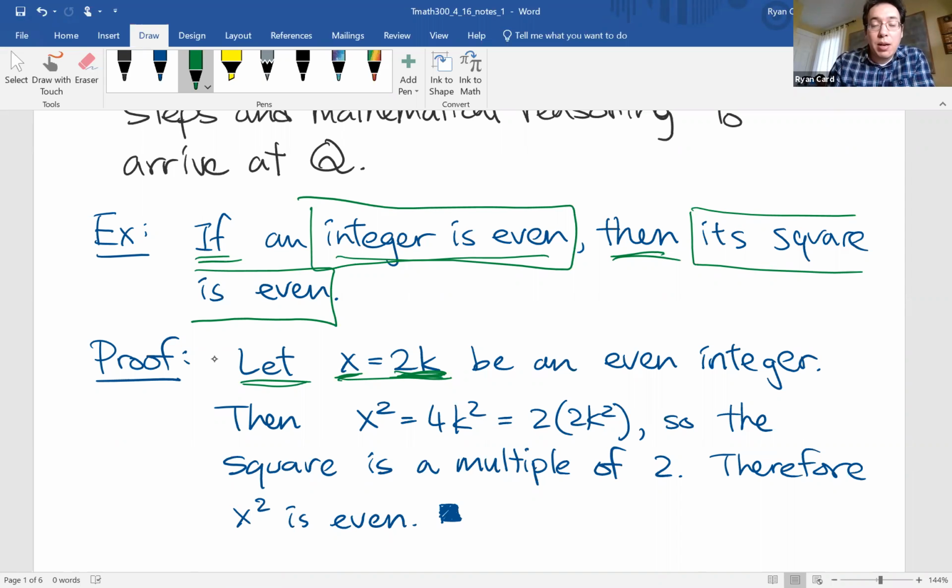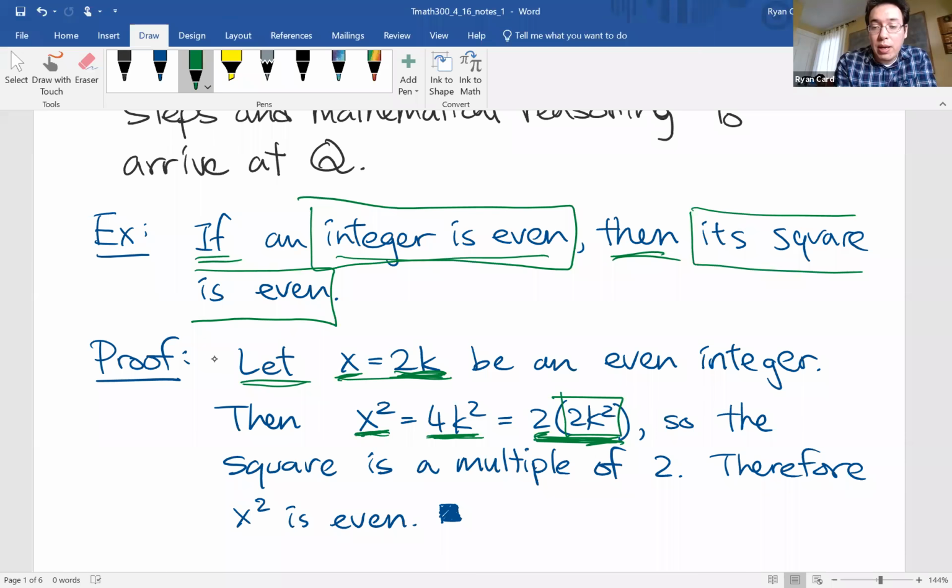Okay, from here, I want to look at what the square is going to look like. So we're going to square both sides of that equation and get x squared is equal to 4k squared. When you square, you distribute the power to 2 squared, which is 4, and k squared is k squared. And once you have this, you can rewrite it so it looks like 2 times another integer. So if k is an integer, then 2k squared is another integer. The reason we rewrote it this way is to show that x squared is 2 times something else. I want to show that that's even, and that's the definition of it being an even number.